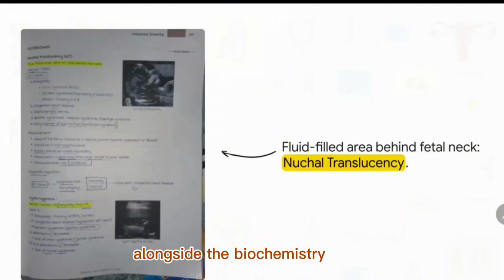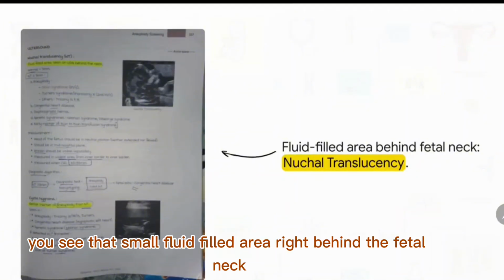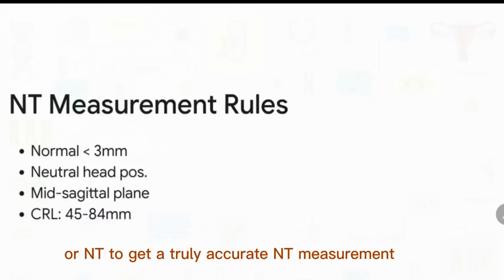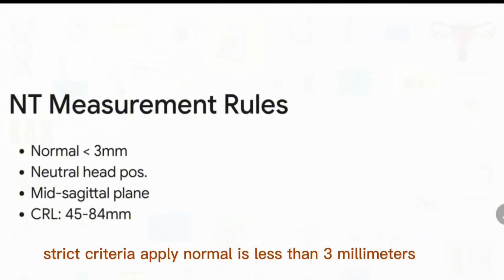Alongside the biochemistry, we also do an ultrasound. You see that small fluid-filled area right behind the fetal neck? That right there is your nuchal translucency, or NT. To get a truly accurate NT measurement, strict criteria apply. Normal is less than 3 millimeters.